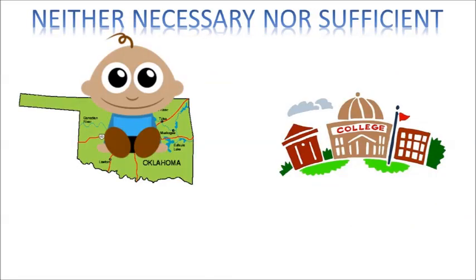What about conditions that are neither necessary nor sufficient? Well, being born in Oklahoma is neither necessary nor sufficient for getting into college. It's not required. There's lots of people who aren't Oklahoman who go to college. It's not required to go to college. And it's not enough. Just being born in Oklahoma isn't a guarantee that you'll get into college.